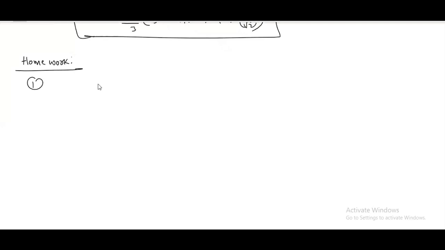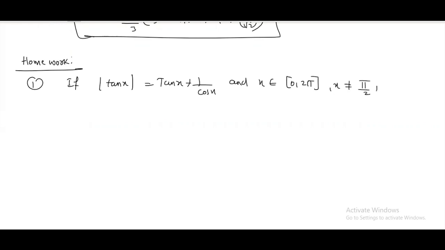So first one: if mod of tan x is equal to tan x plus 1 by cos x, and x belongs to 0 to 2 pi, and x not equal to pi by 2 and 3 pi by 2, then find the values of x.